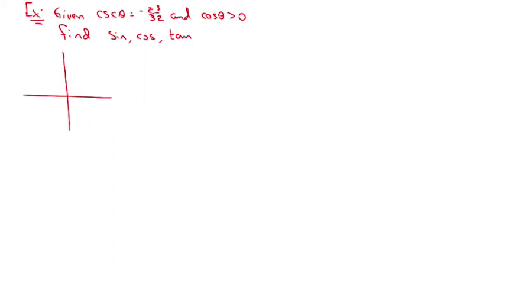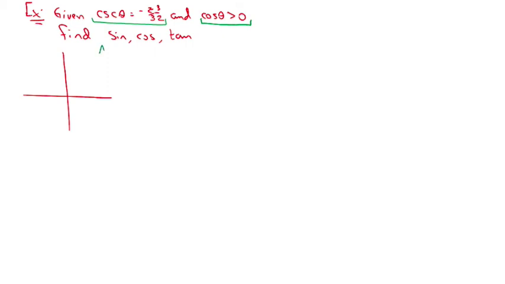See, (4, -7) is nice. You can plot it and you know exactly where it is. This isn't as nice. So it gives you two pieces of information: the cosecant is negative and the cosine is positive. So all you have to do is find the quadrant where cosine is positive and cosecant is negative.